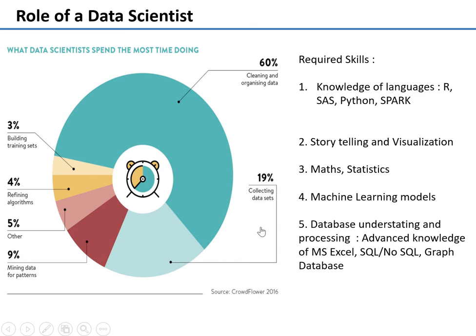Once you are ready with the data set, it's clean and ready as per your requirement, then your life becomes easier, and you need only 3% of time to build the training set, 4% of time to refine your algorithms, 9% of time to mine your data set for patterns, and the remaining 5% is invested in other things like presentation, brainstorming, and so on. Don't worry if you do not understand what is training set, refining algorithms, and mining data for patterns. We will discuss them in our coming videos. So for now, just try to understand what we do in general.